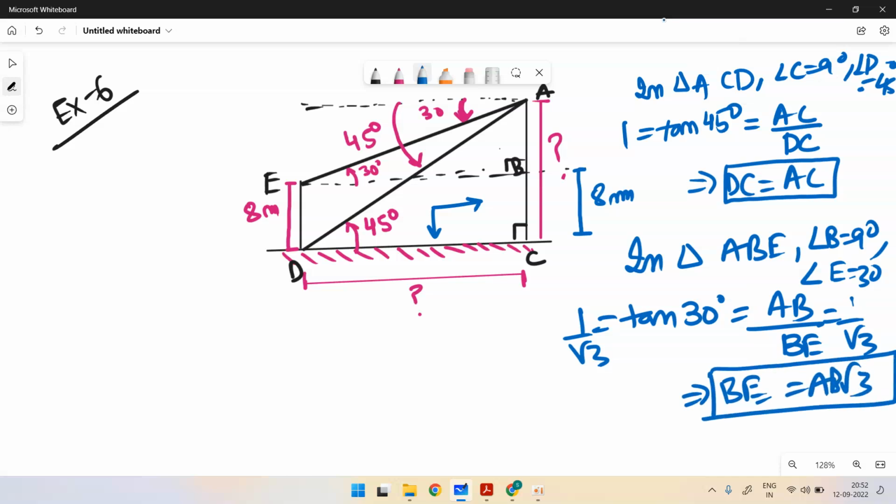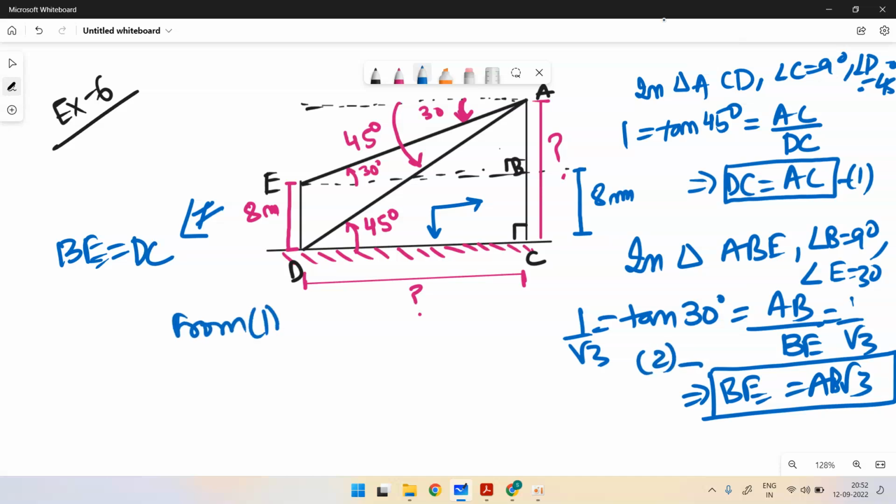AB root 3. And from the figure you can see that BE equal to DC. So from 1 and 2, this BE equal to DC, which implies that this will be AC and DC.